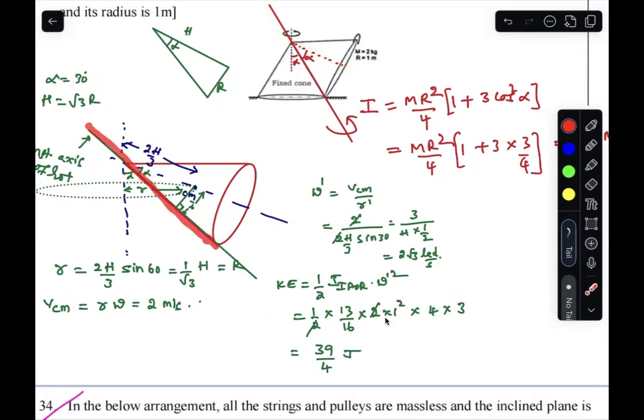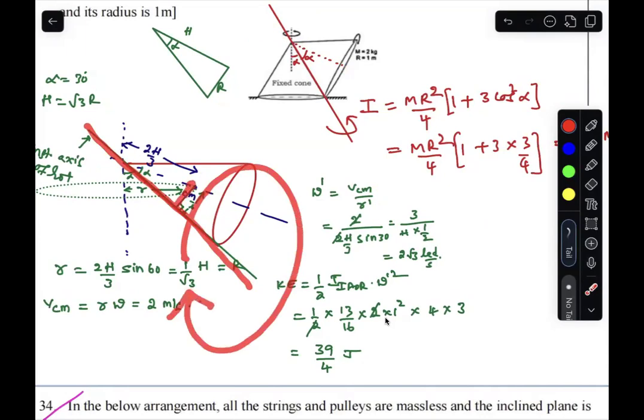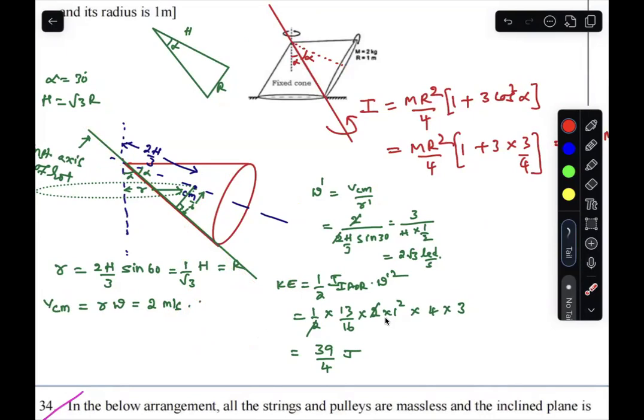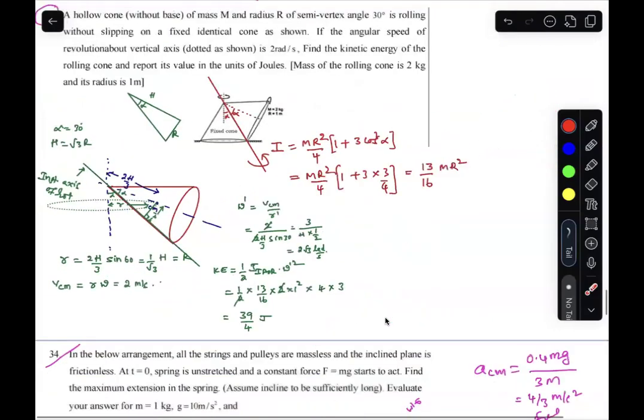About this axis, omega dash is nothing but VCM by R dash. R dash means this distance. You said this is the instantaneous axis, so I am assuming the entire thing is rotating like this. This is VCM, I know VCM. R dash and VCM you can use to determine omega dash. I got 2 root 3 radians per second. I applied KE about this axis. I got 39 by 4 Joule. But I don't expect that you will do this question. You may learn now at least.